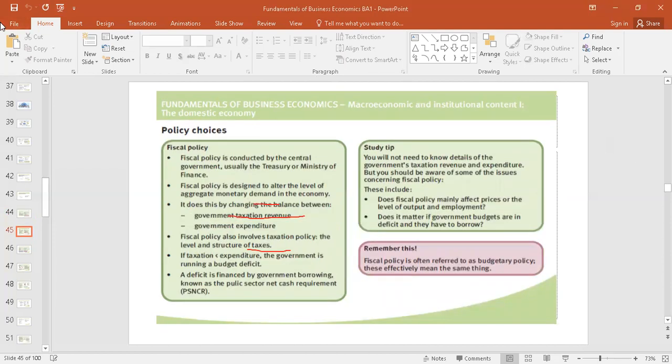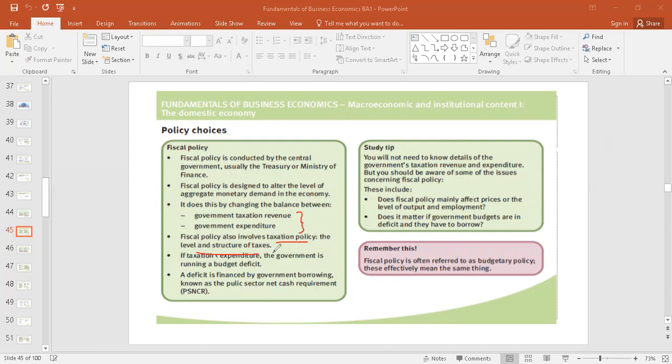It is the fiscal policy. The fiscal policy is conducted by the central government, usually the Treasury or Ministry of Finance. It is designed to alter the level of aggregate monetary demand in the economy. It does this by changing the balance between government taxation revenue and government expenditure. Fiscal policy also involves taxation policy, the level and structure of taxes.